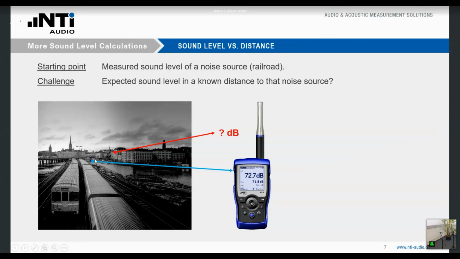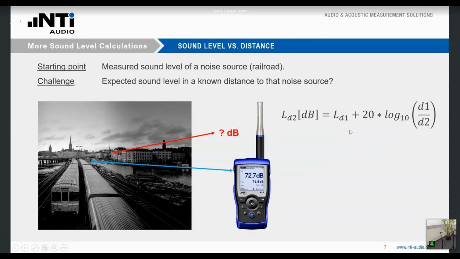What you can do is you first measure the sound level here at this point from the train passing by, and then by knowing the distance to the train and by knowing the distance from the train to the apartment, you can determine the expected noise level up here. And the formula to do that is shown here.